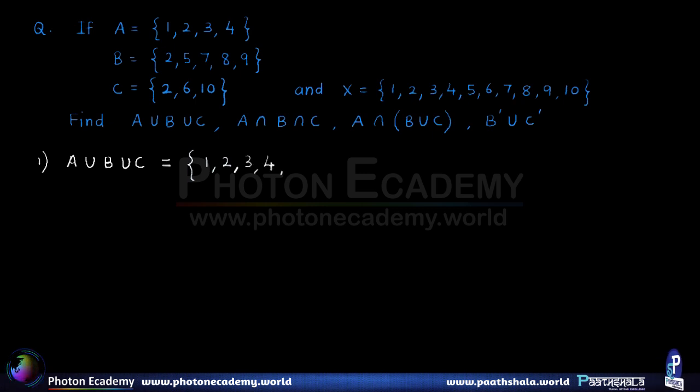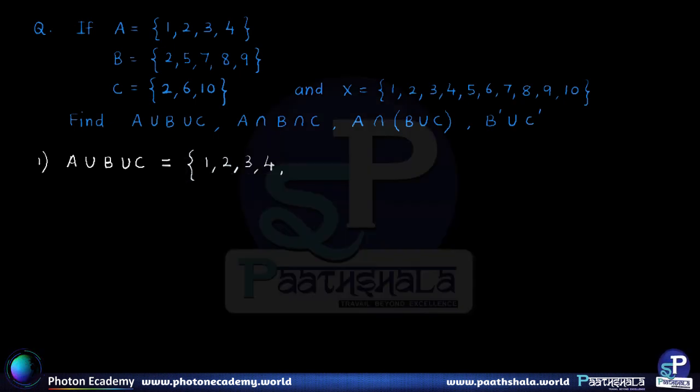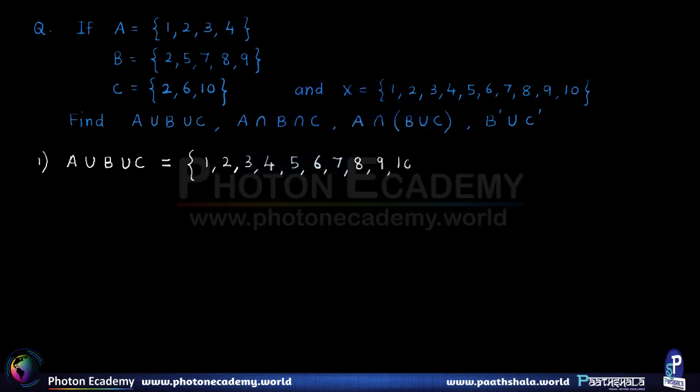Now when we go to the second and third set, that is B and C, we have to look at the elements and write only the new elements which we have not written earlier. So 2 is already present, okay? Then we write 5, 6, 7, 8, 9 and 10. So here we'll see that we have to include all the elements. So basically the union is the same as the universal set. Of course, it's not always that the union will be the same as the universal set. Only in this particular example it turns out to be so.